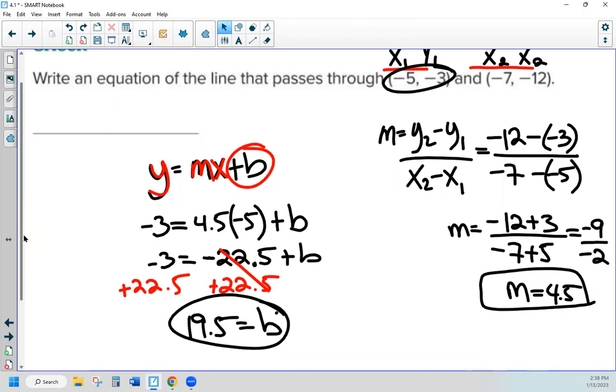All right. Please make sure these numbers are right. I mean, if not, this is going to be a great way to do a little error analysis. But let me just write everything together. So let's go ahead and write the full equation. The full equation is going to be y equals my slope of 4.5x plus 19.5.